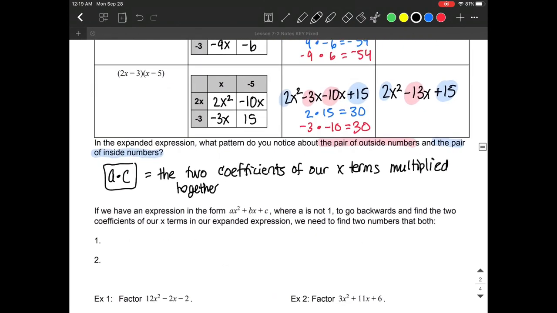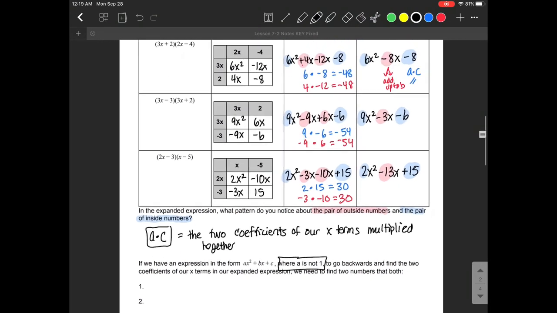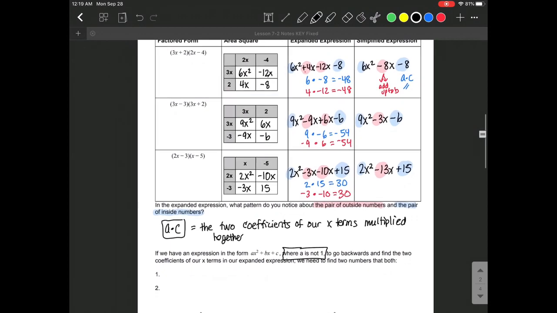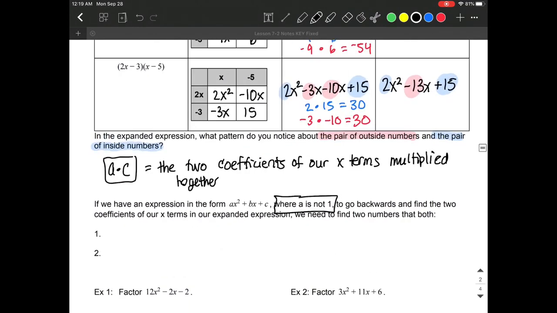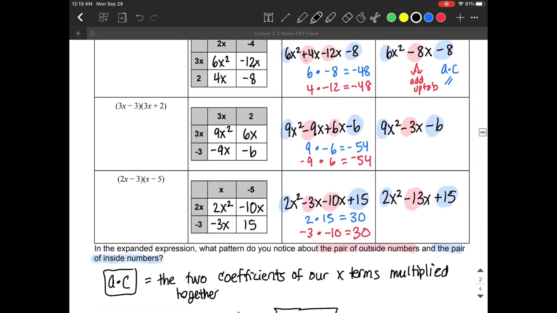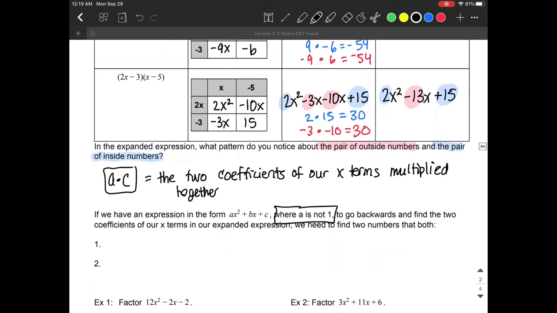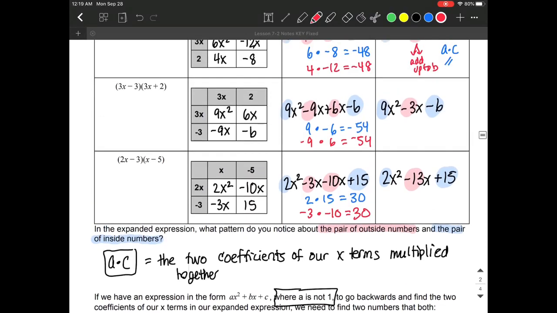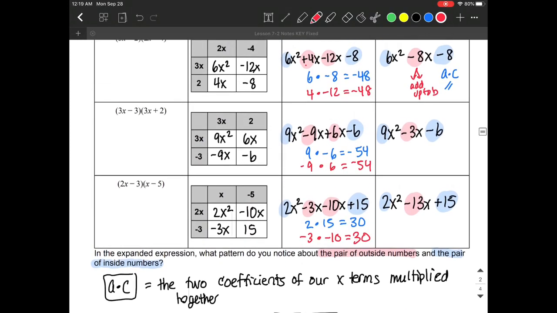So if we have an expression in the form ax squared plus bx plus c where a is not equal to 1, to go backwards to find the two coefficients of our x terms in expanded expression, because we have to go back to expanded expression in order to get back to factored form, we need to find two numbers that both, like I said, add up to b. So they need to add up to b. And they need to multiply to a times c.